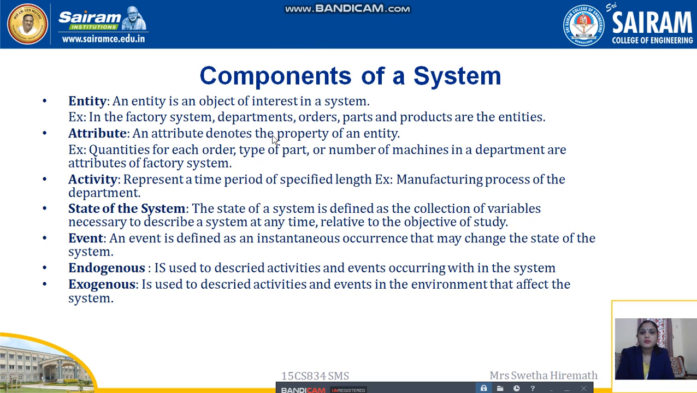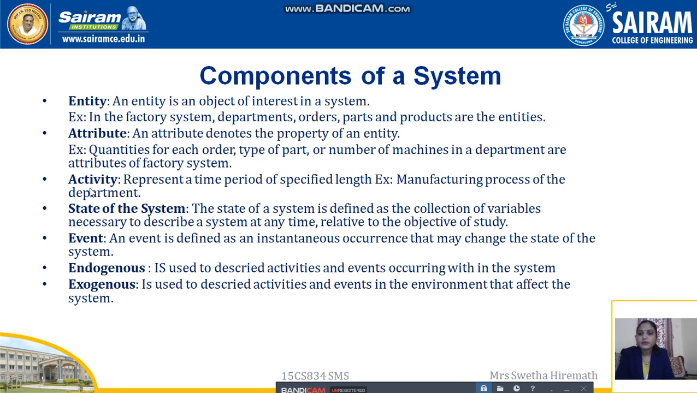An attribute denotes the property of an entity. For example, in the factory system we have the quantities for each order, what orders they are getting and what is the quantity of the order, what is the type of the part, or the number of machines in a department. These are the attributes of the factory system. If we consider the college system, the attributes are the number of faculties working there, the number of non-teaching faculties, the number of students studying there, and the number of admissions taken in that particular year. All these come under the attributes of the system.